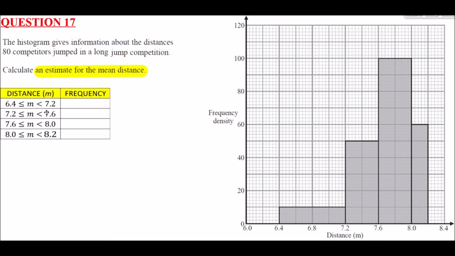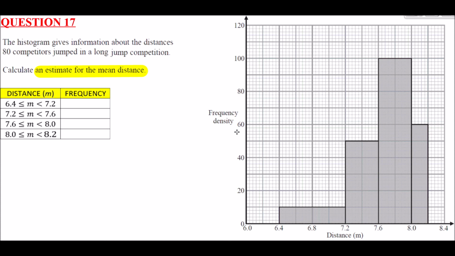Likewise for the other ones, from 7.2 to 7.6 is a second bar, so that's our second row. The third bar is the people that jumped in between 7.6 and 8 meters, so that's our third row. And the fourth and final row, for the fourth and final bar, is the people that jumped in between 8 meters and 8.2 meters. We now need to work out the frequencies for these bars.